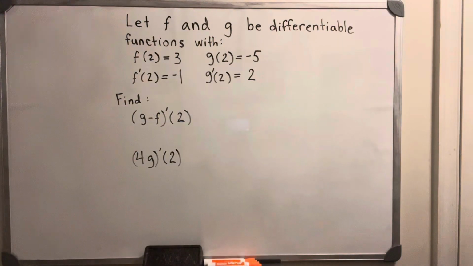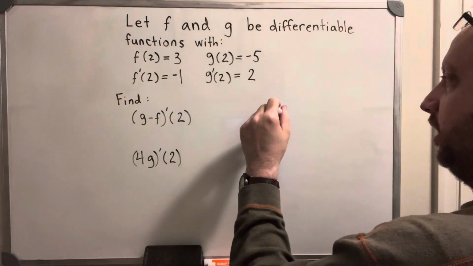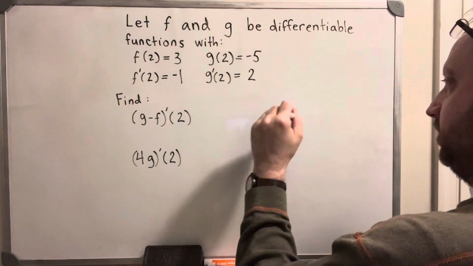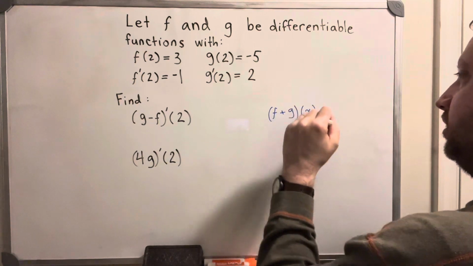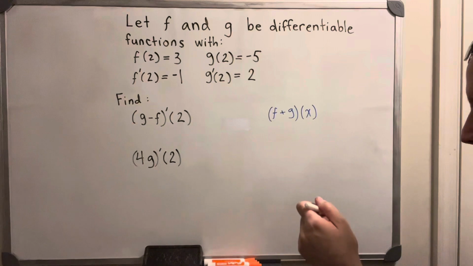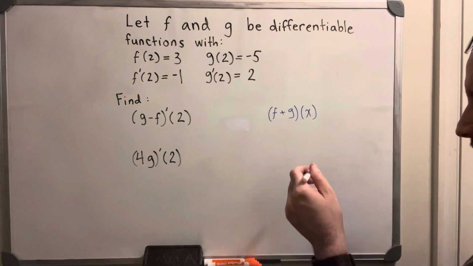This problem says let f and g be differentiable functions with f of 2 is 3, f prime of 2 is negative 1, g of 2 is negative 5, and g prime of 2 is 2. And we've got to find g minus f prime of 2 and 4g prime of 2. So we have to interpret this notation. What does this mean? What does it mean if I had two functions, f and g, and I put this? What's another more explicit way of writing this?